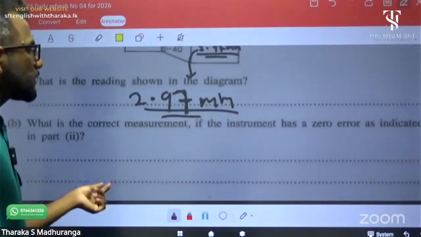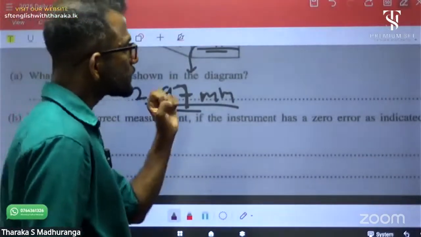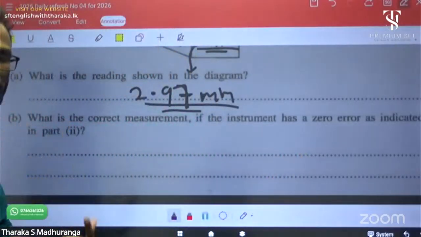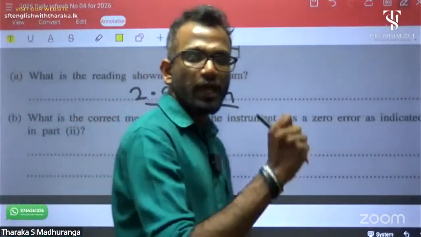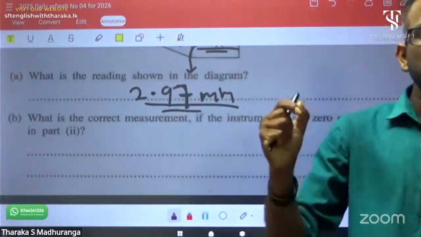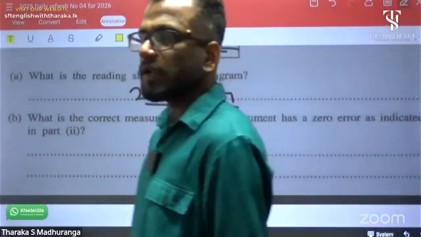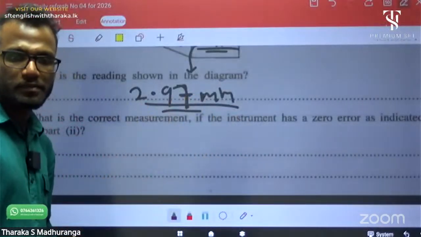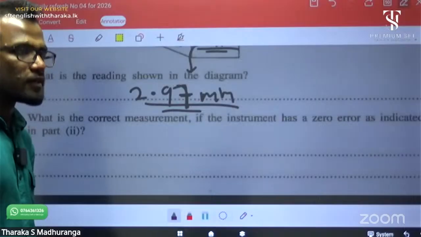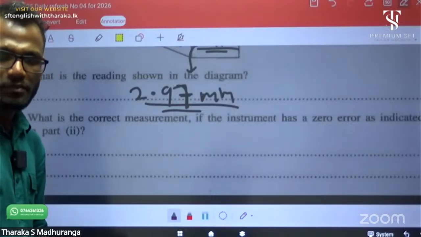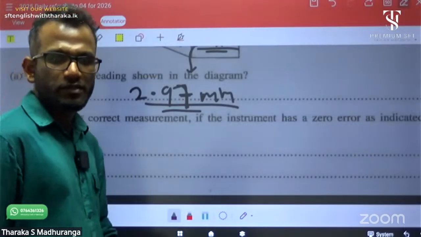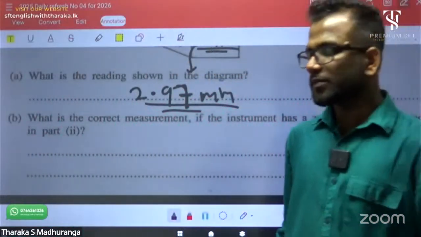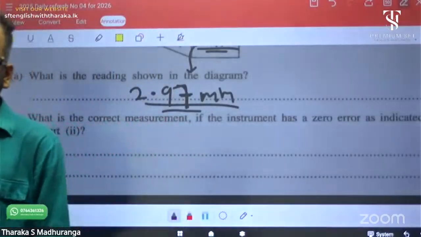What is the correct measurement if the measurement has a zero error as indicated in the previous part? Now the instrument has positive zero error 0.02 millimeter. Then this is the reading. How can you get the accurate reading? For positive zero error, subtract or add? Fatima?